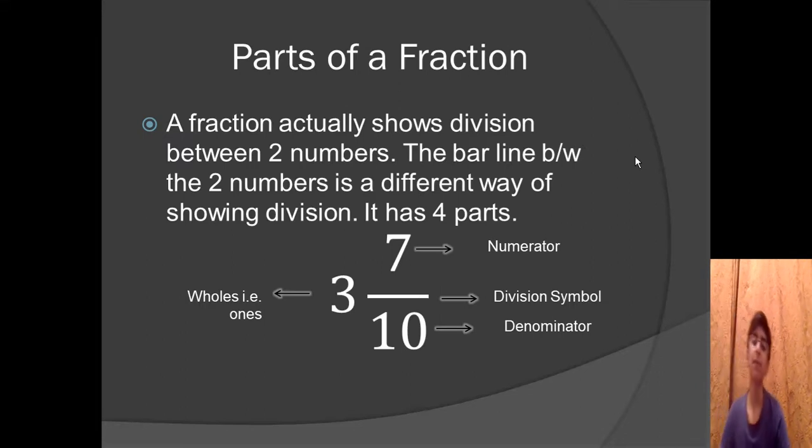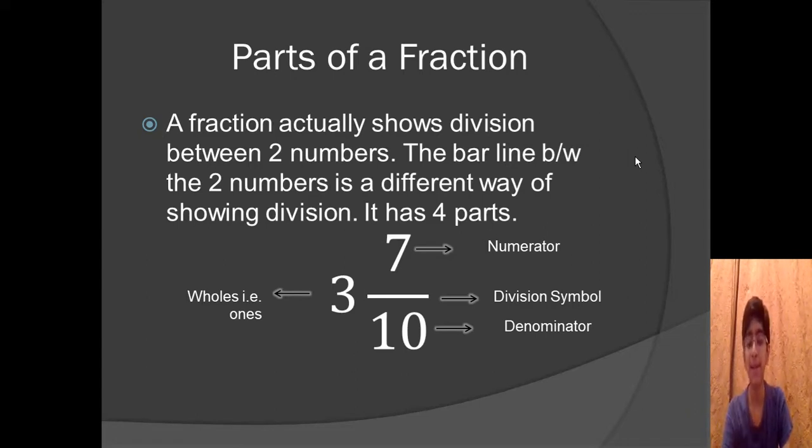Now let's get started with what the parts of a fraction are. The fraction is divided into 4 parts, and these are very common ones. The number which is above the line is called the numerator. This is the number of parts which are being referred to from the total parts. Below the line is the denominator. This is the total number of parts into which the number 1 is divided.